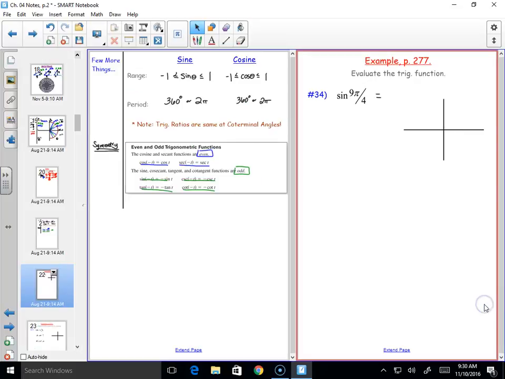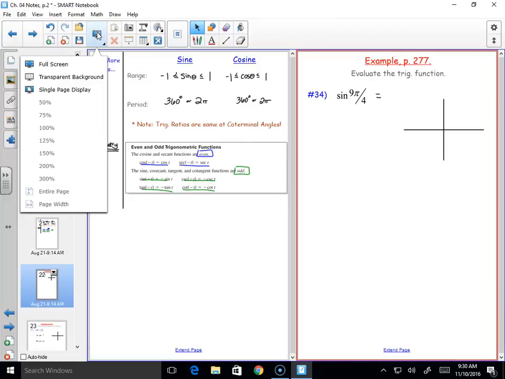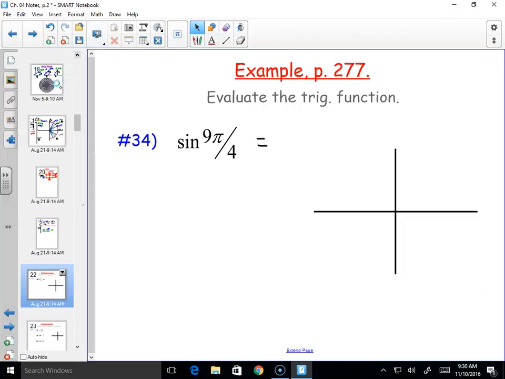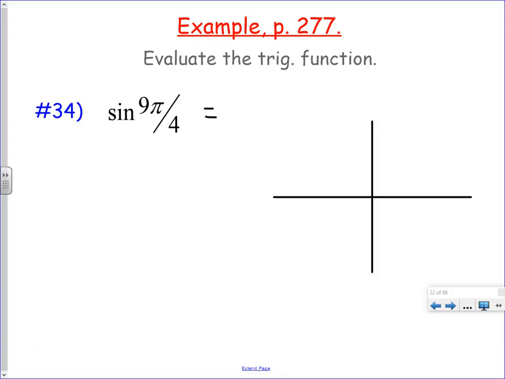Let me go ahead and zoom in on this example. 9 pi over 4. Is he written down on a unit circle? No. Is he literally written down? No. Hold on. Look at your unit circle. You have pi over 4. What else do you have? That's in the first quadrant. What do you have in the second quadrant? 3 pi over 4, because 2 pi over 4 is a half. Then what do you have in the third quadrant? 5 pi over 4, because 4 pi over 4 is a whole pi. Then you have 7 pi over 4. Well, where's 9 pi over 4?